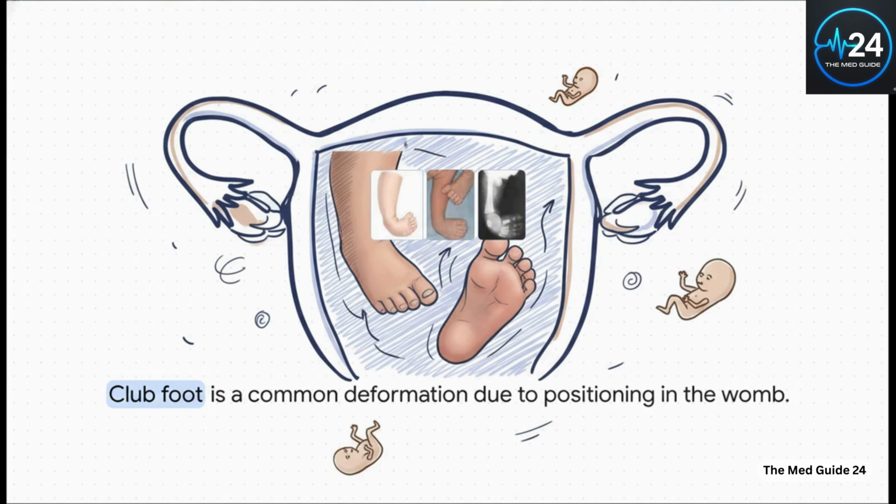Clubfoot is a really common example of a deformation. The foot itself has all the right bones and muscles, all formed correctly, but because of how the baby was positioned in the uterus, there wasn't enough room, and the foot got molded into a different shape.